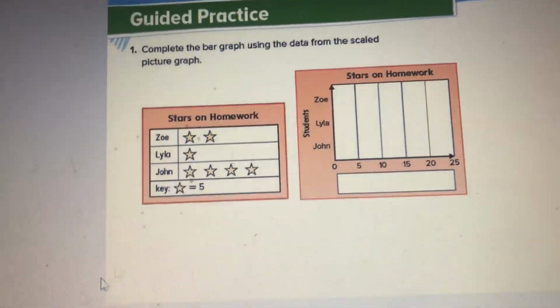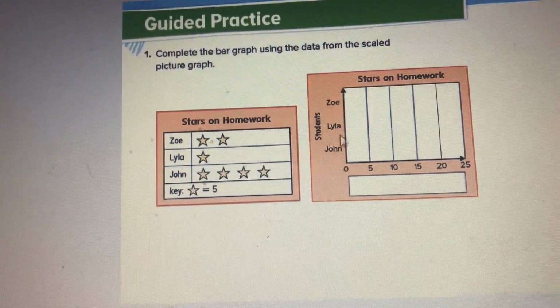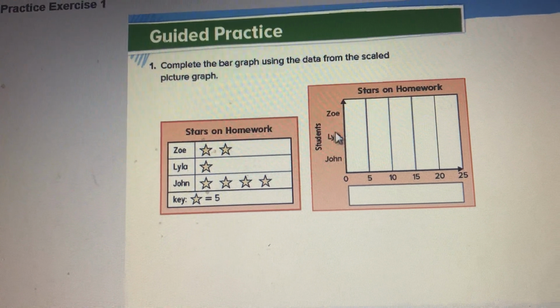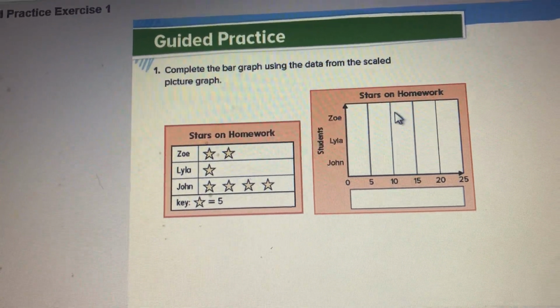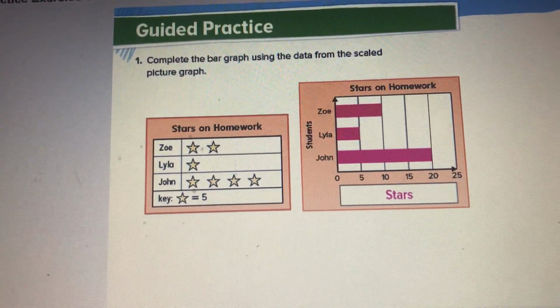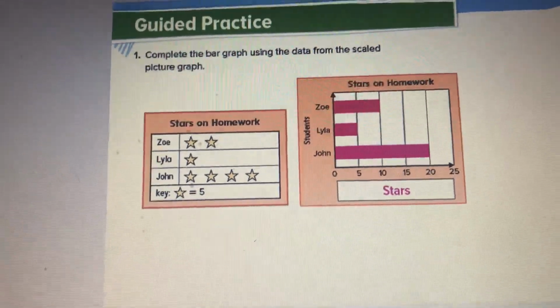Okay, again, the key is 5. Stars on the homework. You've got John, Lila, and Zoe. Stars on homework. What are you going to put down here? Do you guys know? You're going to put stars, okay? Because that's just what this is about, stars.